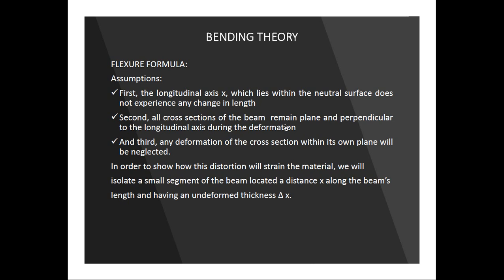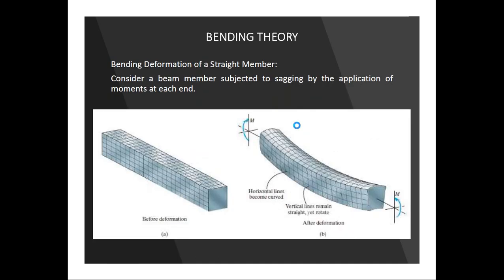The second assumption is that all cross sections of the beam remain plane and perpendicular to the longitudinal axis of the member during the deformation. You can see over here this distortion in the shape, but we assume there shouldn't be any distortion. We are assuming that the area remains square after the bending also, but in the actual case it won't happen. For the sake of simplicity, we assume that the shape of the cross section will remain the same, and no matter where you cut the section, it will always be perpendicular to the longitudinal axis of the member.